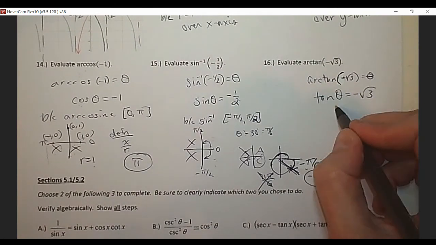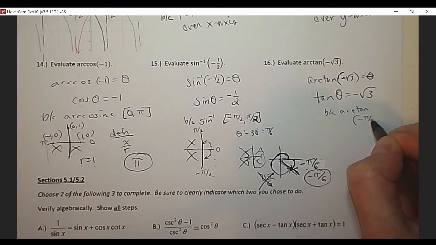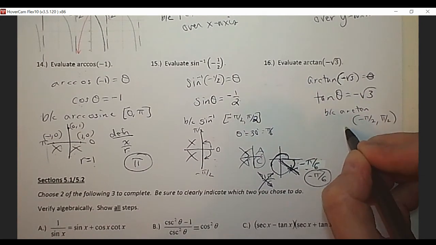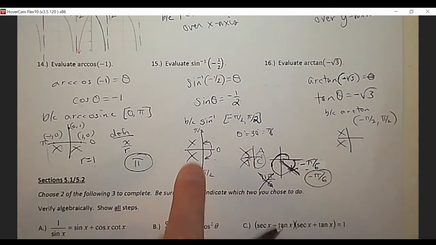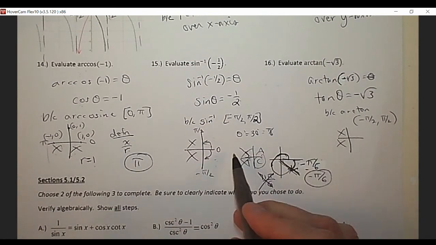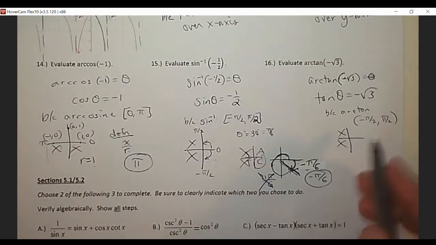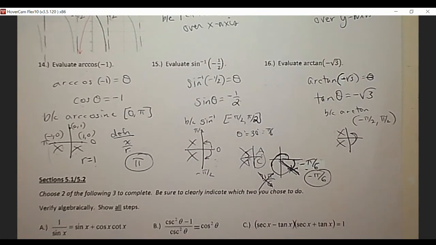All right, so because arctangent is involved, we have to use angle restrictions from negative pi over 2 to positive pi over 2, which is similar to the sine inverse restrictions. So we have to eliminate quadrants 2 and 3. We have to eliminate the left-hand side here. We're only allowed to be over here on the right-hand side.